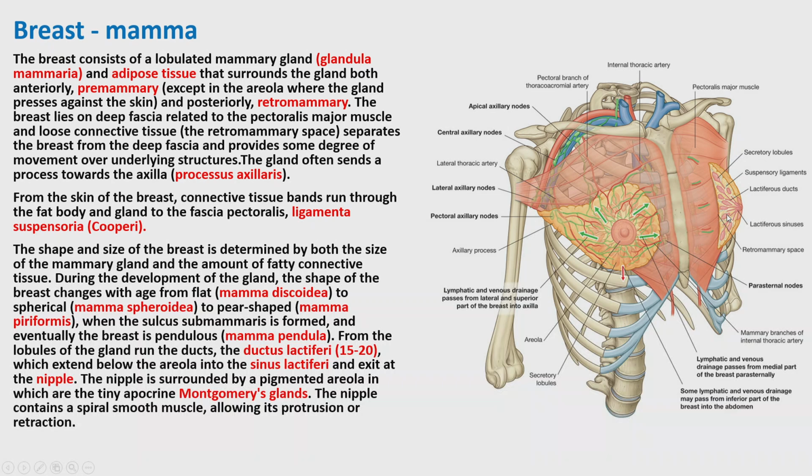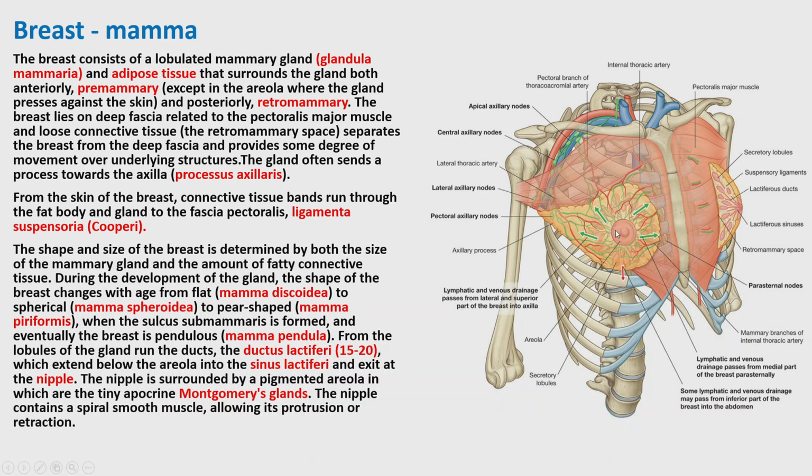The structure inside the gland of the breast consists of the lactiferous ducts, around 15 to 20 lactiferous ducts. They are located inside, and these ducts connect together toward the center to an area called the sinuses. And these sinuses finally open to the nipple. This nipple is pigmented, of course, and it's called areola.